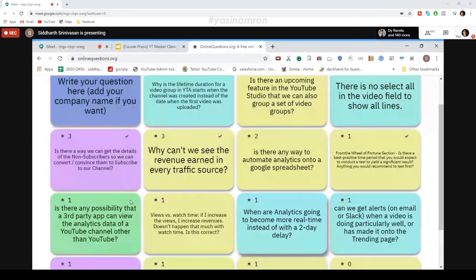Is there any possibility that a third-party app can view the analytics data of a YouTube channel other than YouTube? We already answered that one. Oh, sorry. I was marking them as answered.